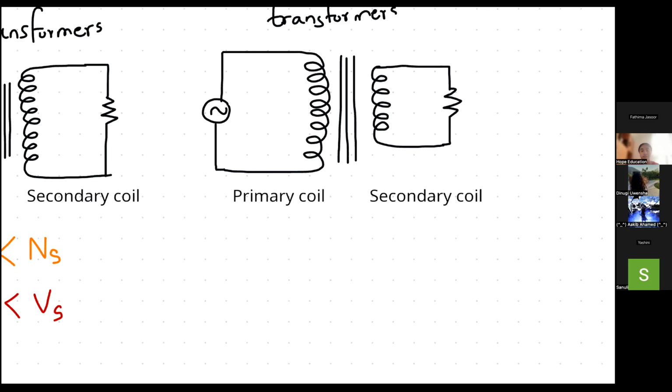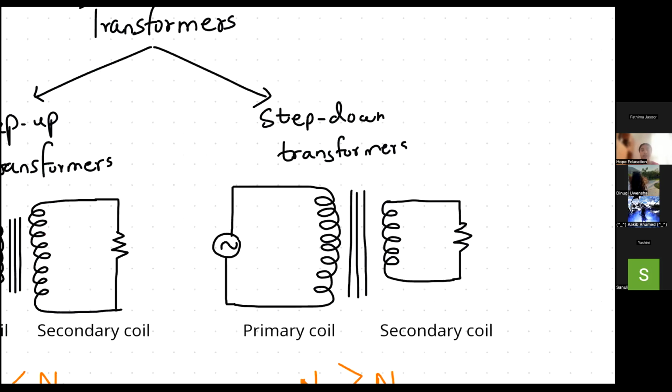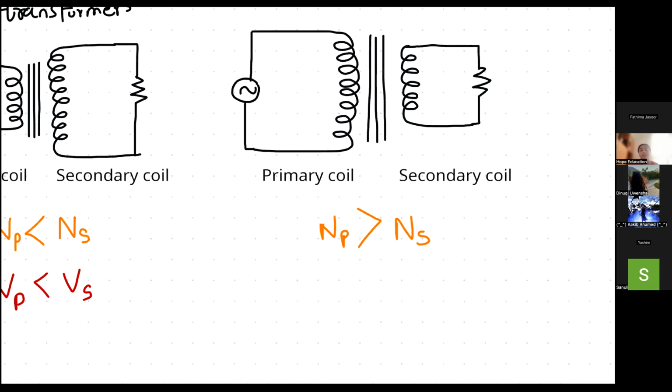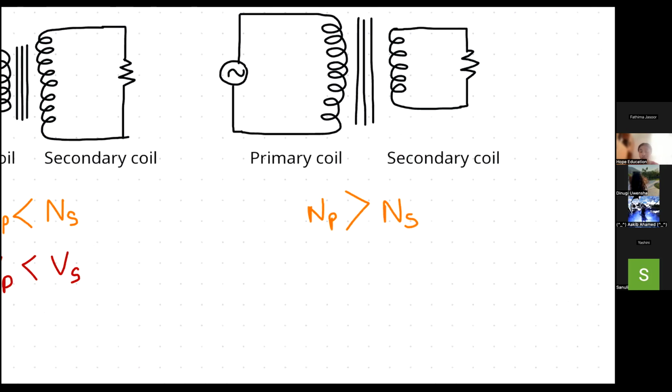Primary coil. So the number of turns in the primary coil is higher than the number of turns in the secondary coil. Since the number of turns ratio is equal to the voltage ratio, the number of turns in the primary coil is more than the number of turns in the secondary coil, so the voltage in the primary coil will also be greater than the induced voltage in the secondary coil.